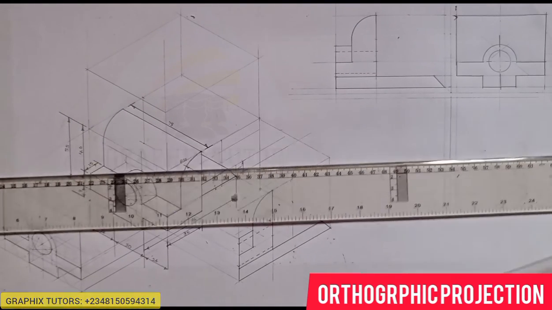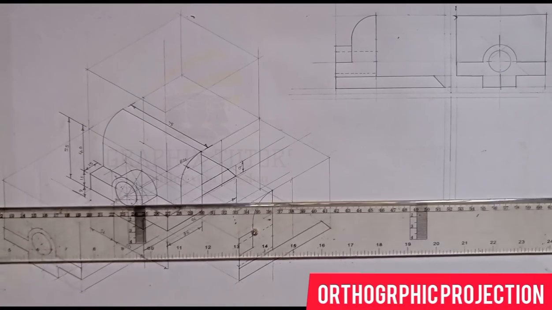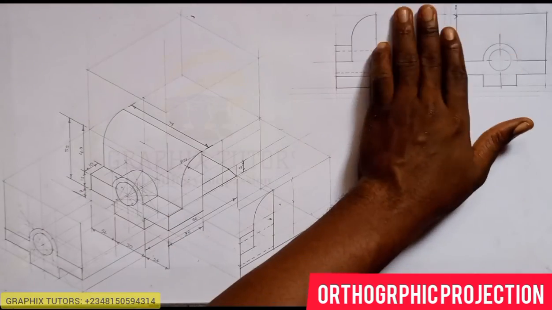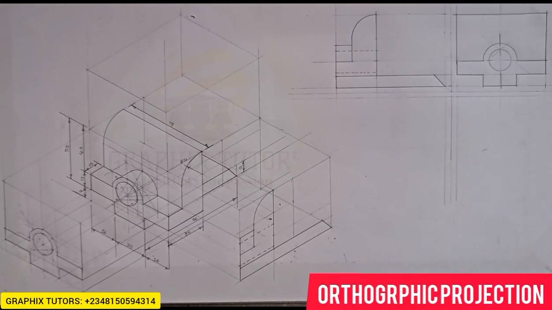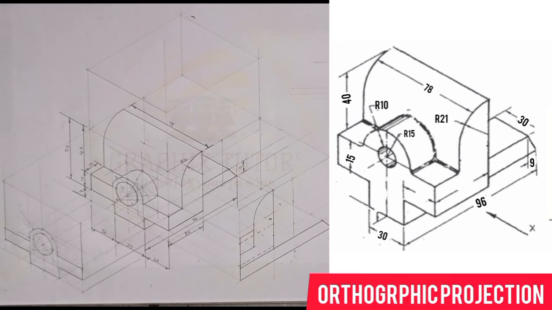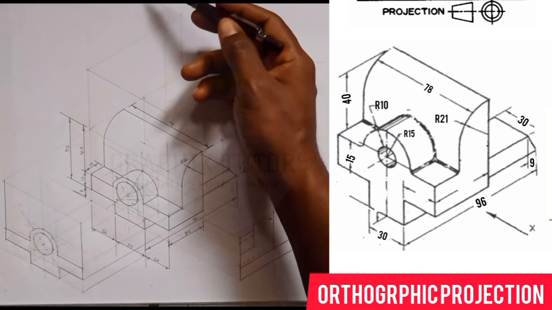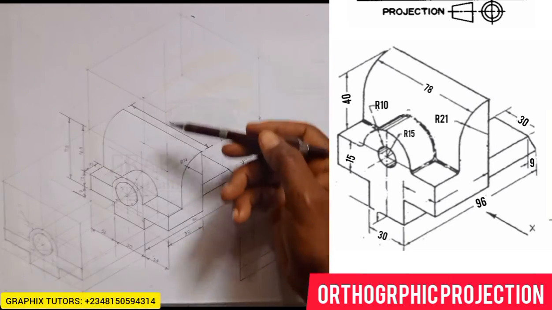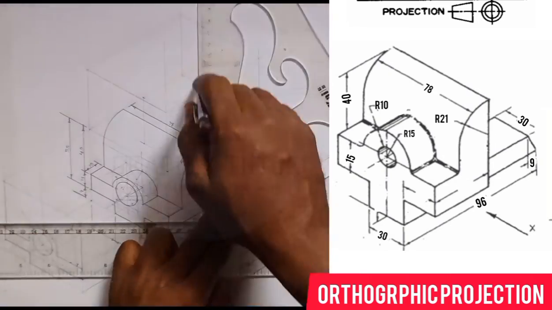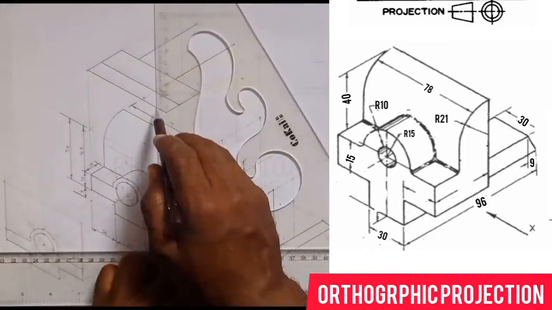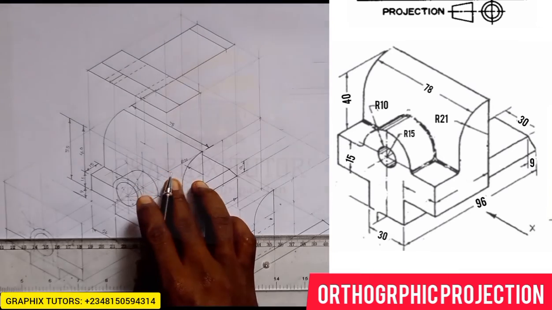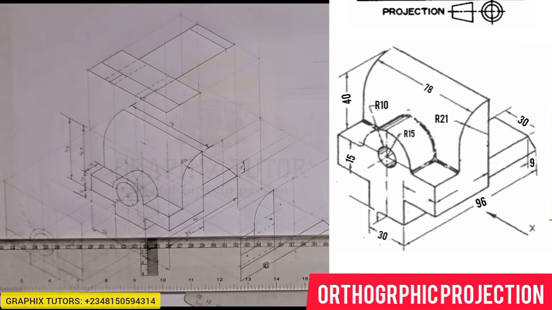So that's what we have. Looking at it from this side, you're going to see all these terms in here. Right? Now, the next one is the plan. The plan is always under the front elevation. And plan is looking at it from the top. So when you look at it from the top, what are you going to see? This is what we have. This is what you see when you're looking at it from the top.